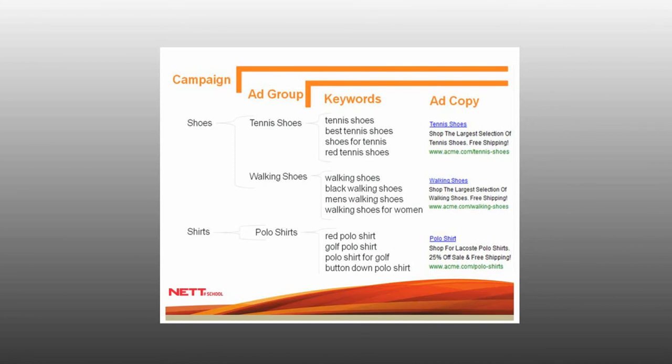So this is how you actually structure your AdWords campaign. So you set up a campaign, then you set up groups within it. Then for each group you assign a set of keywords and write ads, to basically display those ads whenever someone searches those relevant keywords.